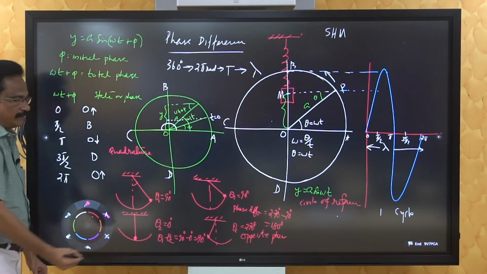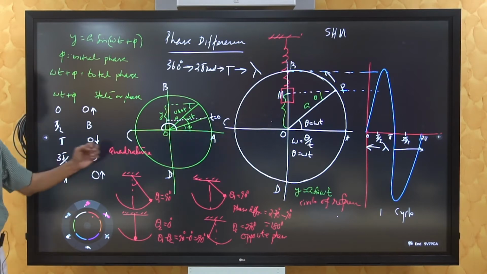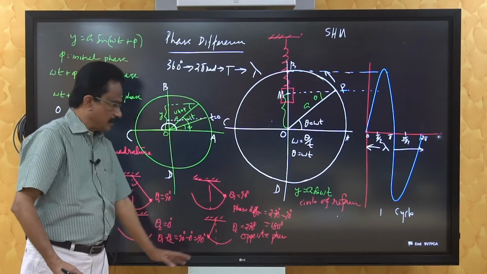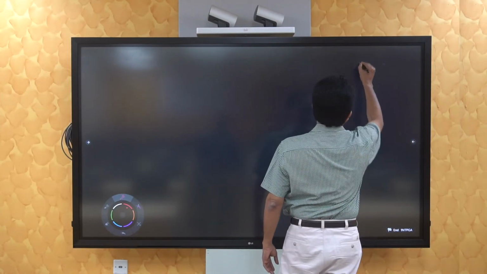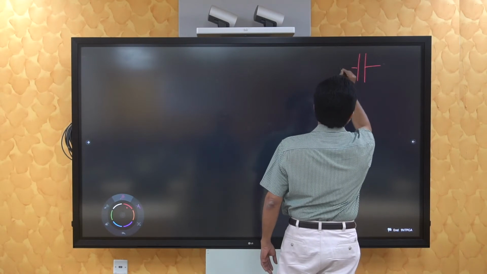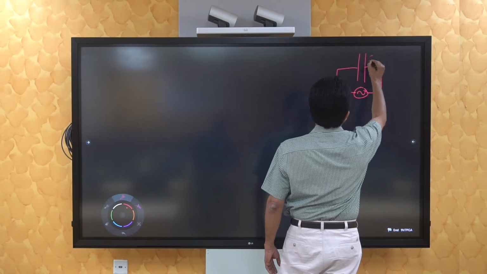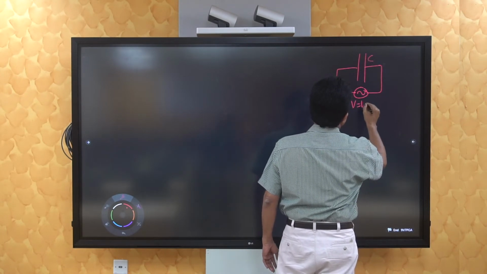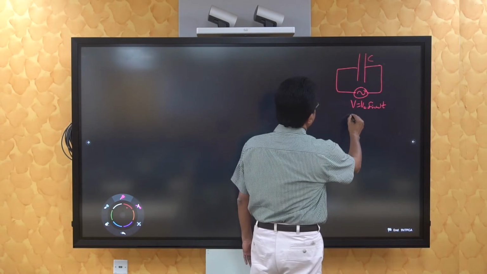There is a situation where we deal with a capacitor. When a capacitor is connected to AC, a quadrature occurs between the voltage and current, as we see now. Let's consider an example of a capacitor connected to AC. Capacitance C, AC voltage V is equal to V0 sin omega t. Current I is equal to dq by dt.